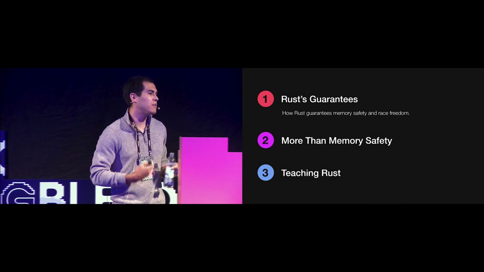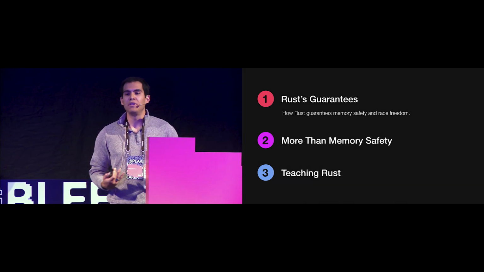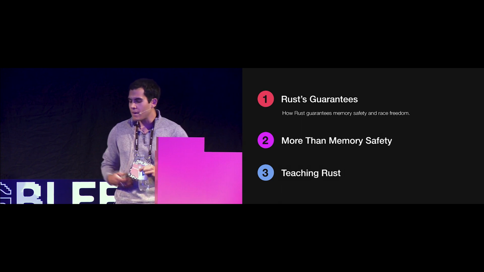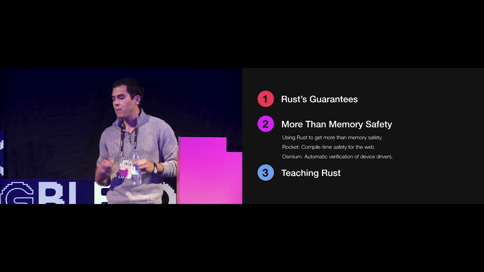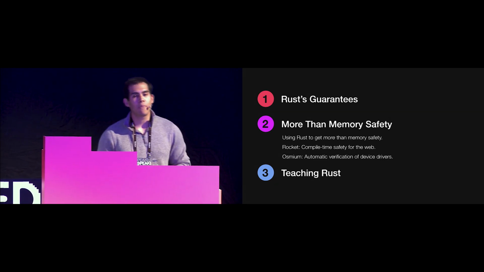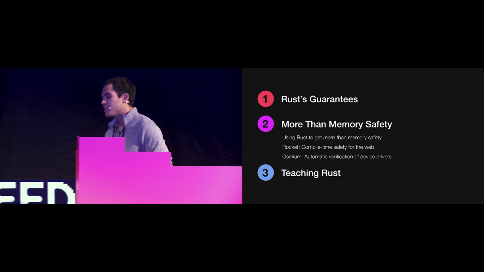And then I'm going to tell you how to use Rust to get more than just memory safety and data race freedom, these things that are just part of the language. I'm going to do that through examples. I'm going to show you a web framework that I've been working on called Rocket, and then I'm going to tell you about an operating system that I've been working on called Osmium.